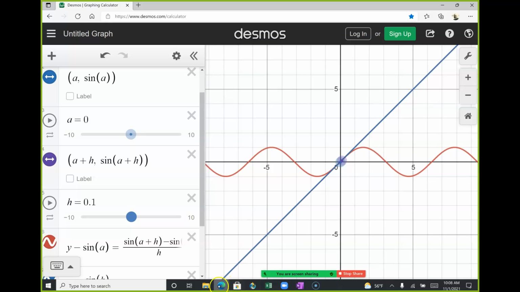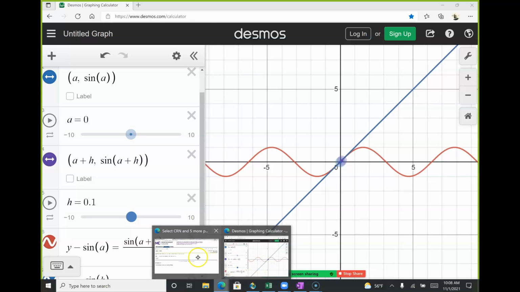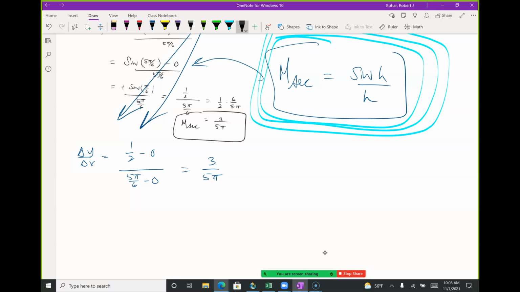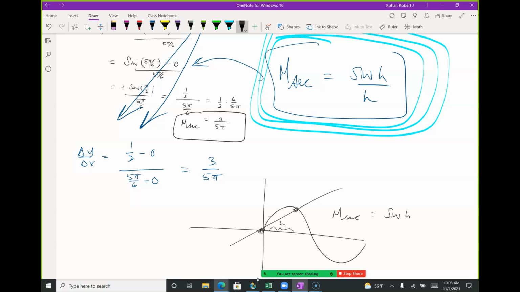So we agree with this blue box now. That if I'm talking about my fixed point at 0, 0, there's my fixed point, and there's some other point, and this distance here is h. Then we get the slope of that secant is sine of h over h. Yes, we're okay there.